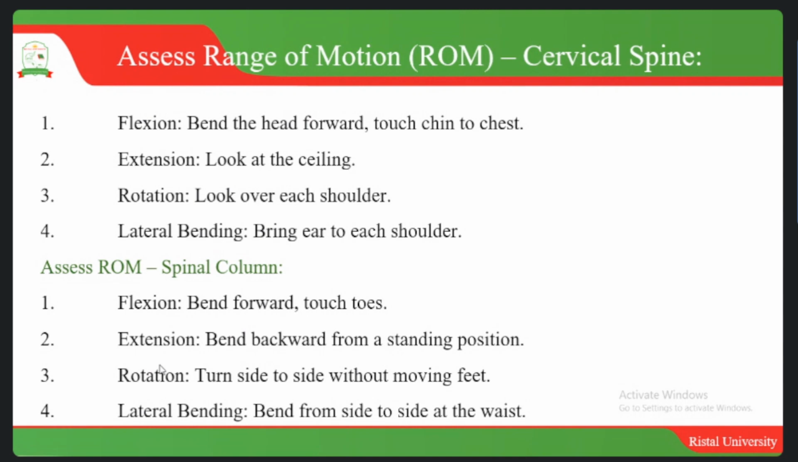Then lateral bending, bring ear to each shoulder. Let the patient turn his head to the left hand side until the ear on the left touches the shoulder on his left, and let him do the same on the right hand side. Make sure that the ear on the right is brought to touch the right shoulder. Then you can know that this patient's range of motion in relation to the cervical spine is good.